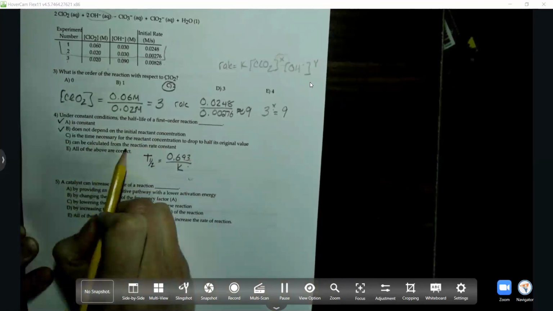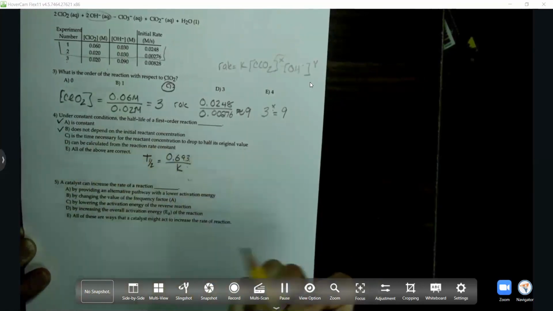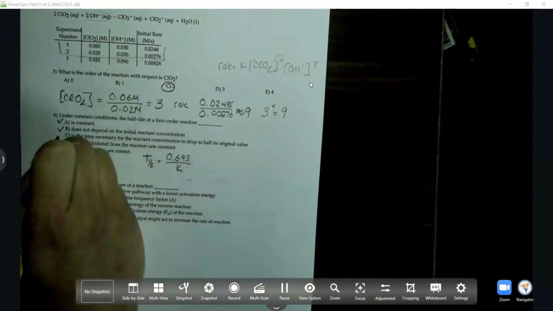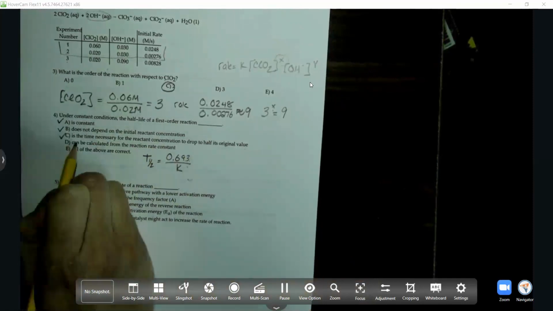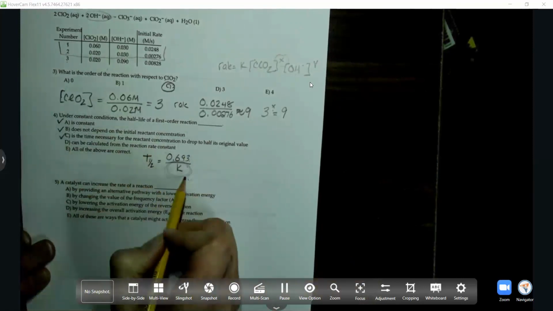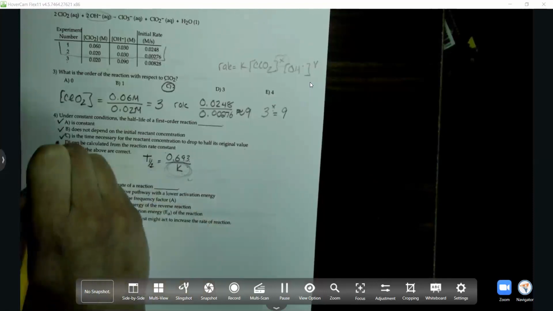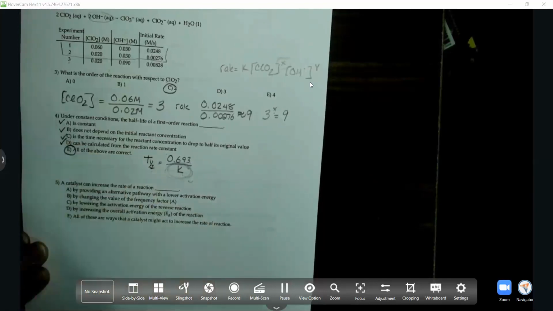Is the time necessary for the reactant concentration to drop by half of its original value? This is the definition of half-life, so it's definitely that. Can be calculated from the reaction rate constant. So if we know K, we can find T1/2. If we know T1/2, we can find K. So all of the above are correct.